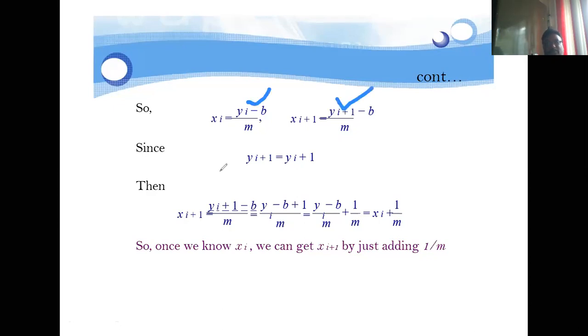Okay, and yi plus 1 is what? Yi plus 1 means this is y plus 1, and this is the entire yi plus 1, the difference between these two. Now xi plus 1, y plus 1, minus that you have to consider the b, and then you have to divide by m, this slope. See, since we know xi, we can get xi plus 1 by just adding 1 by m. म्हणजे मला जर x इंटरसेक्शन माहित असेल आणि xi माहित असेल तर मी फक्त त्याच्यामध्ये 1 by m ऍड करणार तर मला xi plus 1 मिळणार.